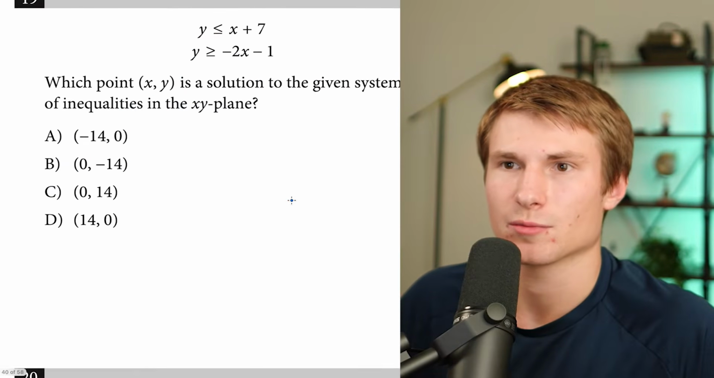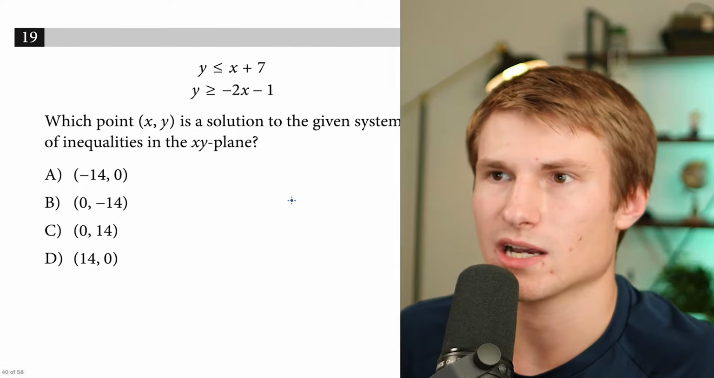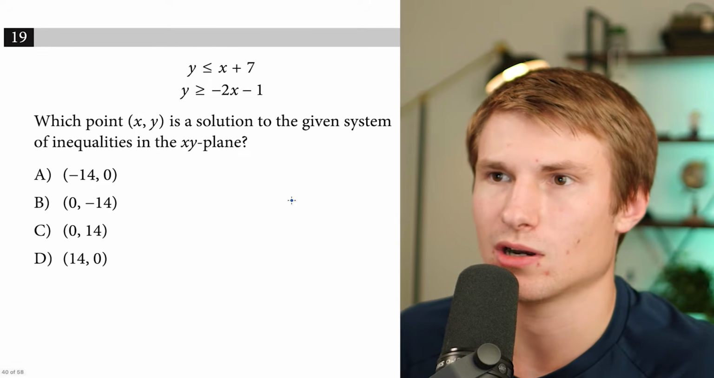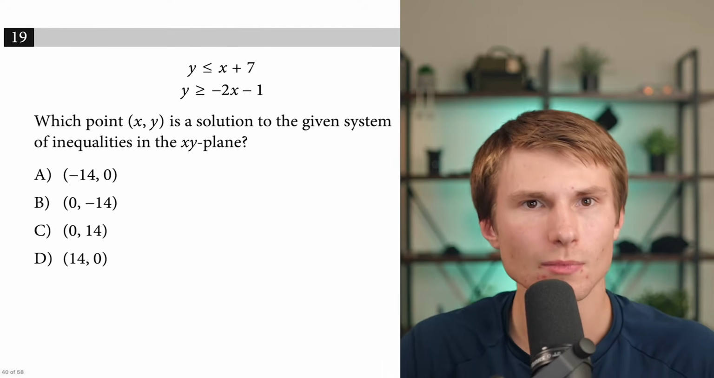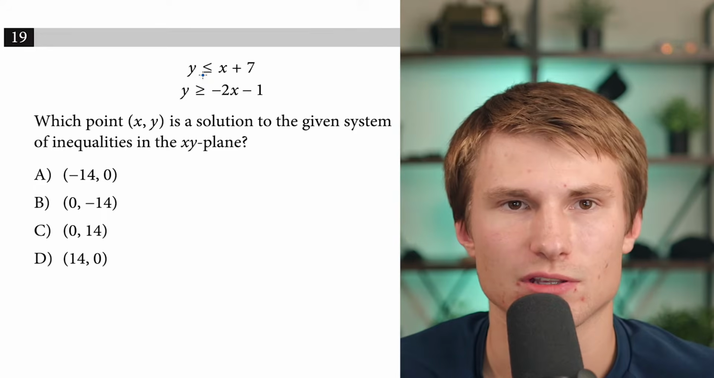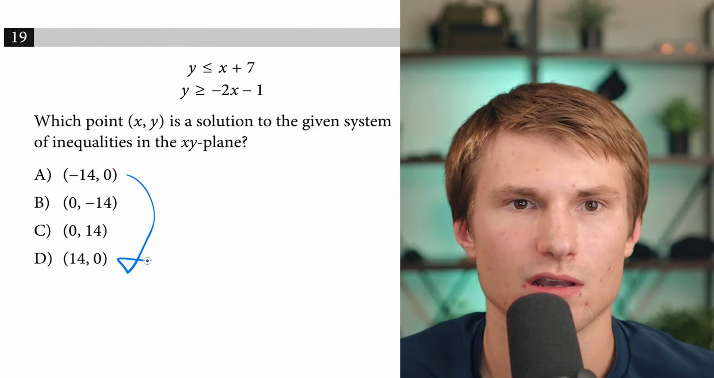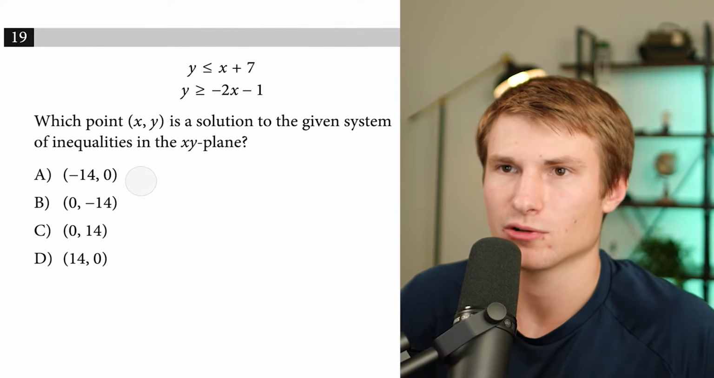So we've got now number 19: which point xy is a solution to the given system of inequalities in the xy plane. All right, so here we pretty much just have to use substitution and check A through D. So let's go ahead and do that. You can do that pretty quickly. It shouldn't take too long.